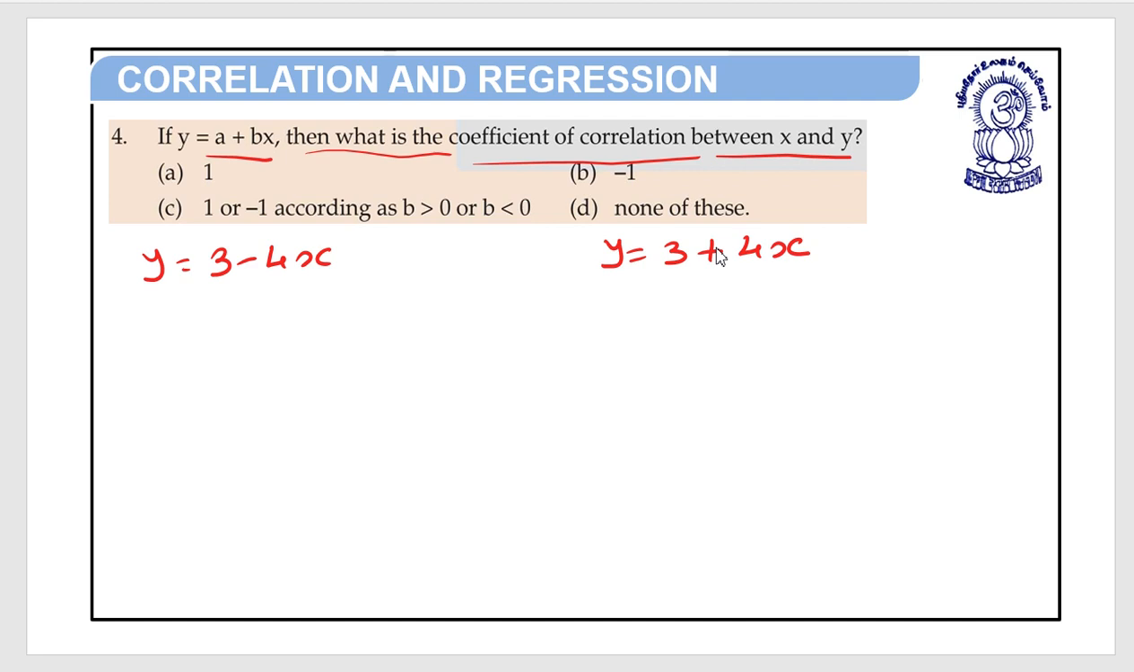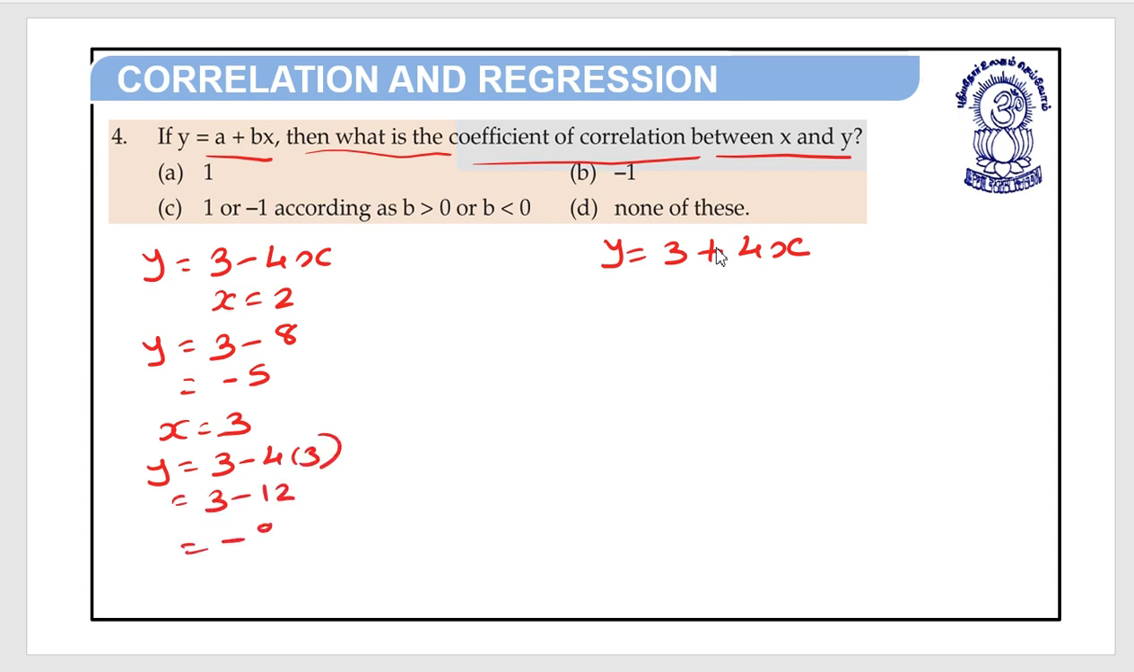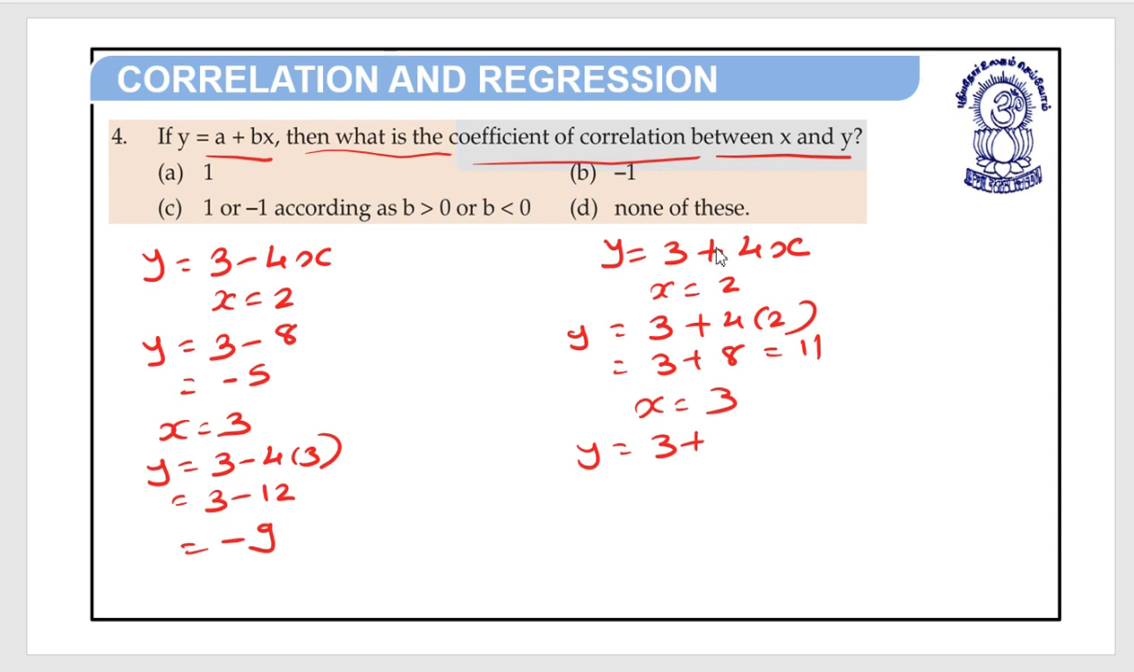If we put x is equal to 2, we get y is equal to 3 minus 4 into 2, 3 minus 8, minus 5. Put x is equal to 3, y is equal to 3 minus 4 into 3, 3 minus 12, minus 9. Here also put x is equal to 2, y is equal to 3 plus 4 into 2, 3 plus 8 is equal to 11. Now put x is equal to 3, y is equal to 3 plus 4 3s are 12, 3 plus 12 is equal to 15.